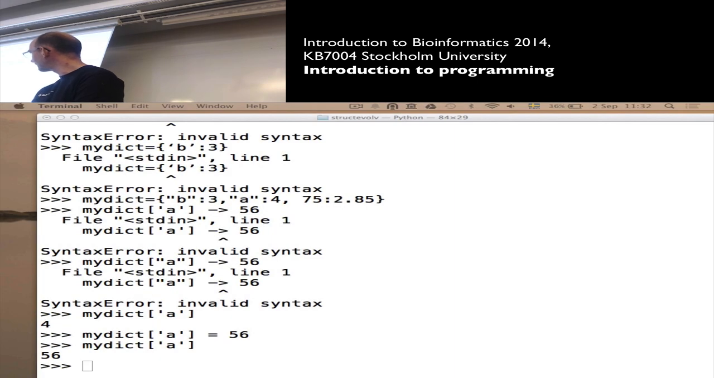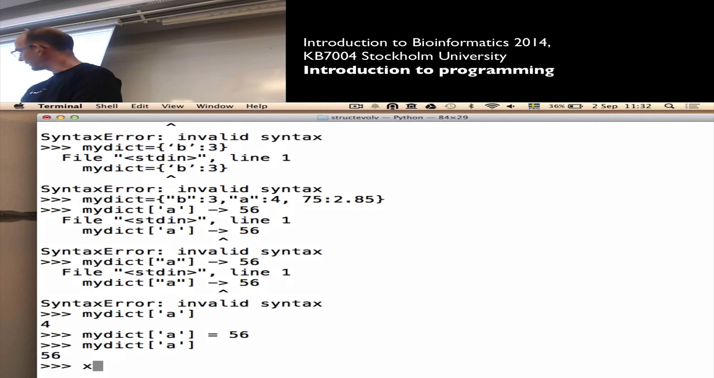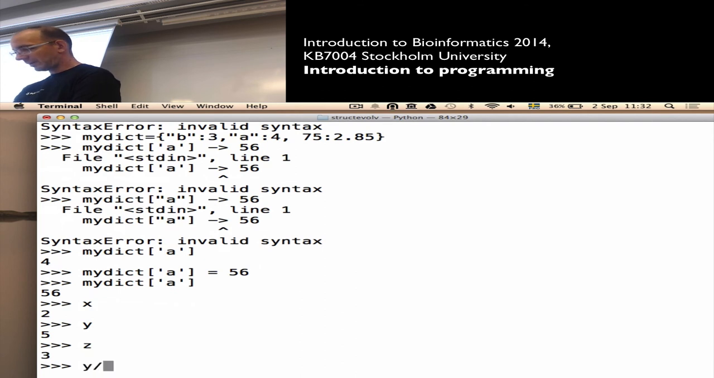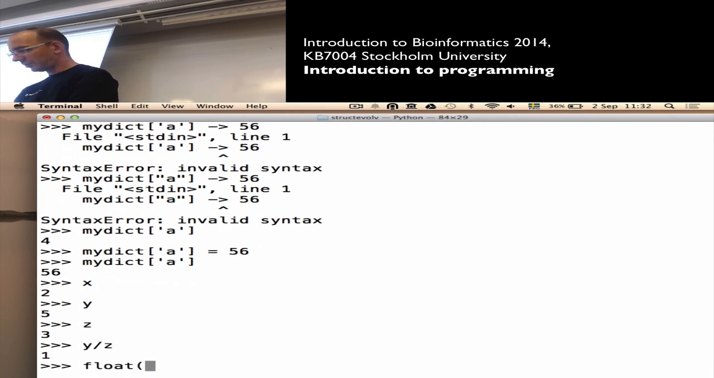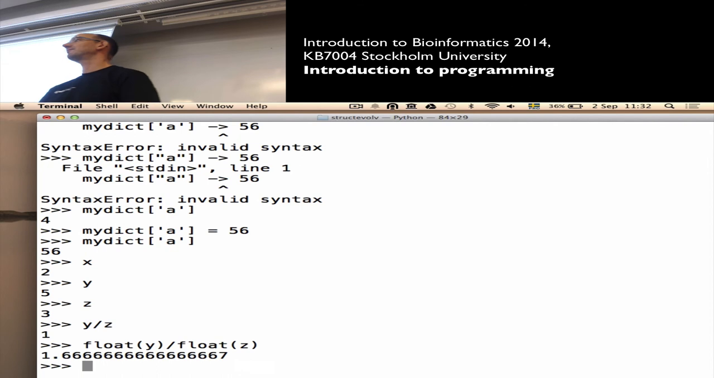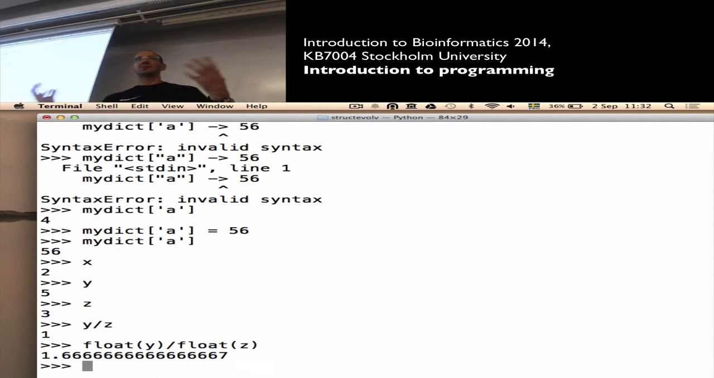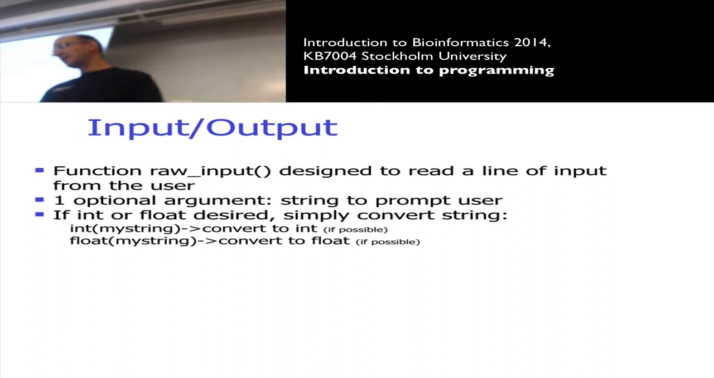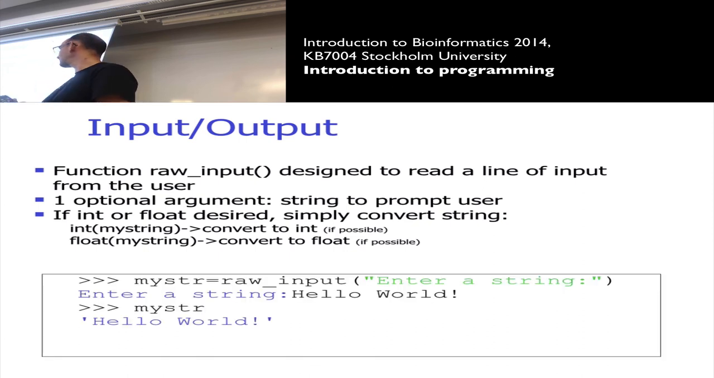So if I have x, y and z, and I type y divided by z, I get 1. But if I do float y divided by float z, I get a floating point number, 1.6667. So you need to think about what type of variable you have. That is something you can make mistakes with. Most of the time it complains, but that's important.